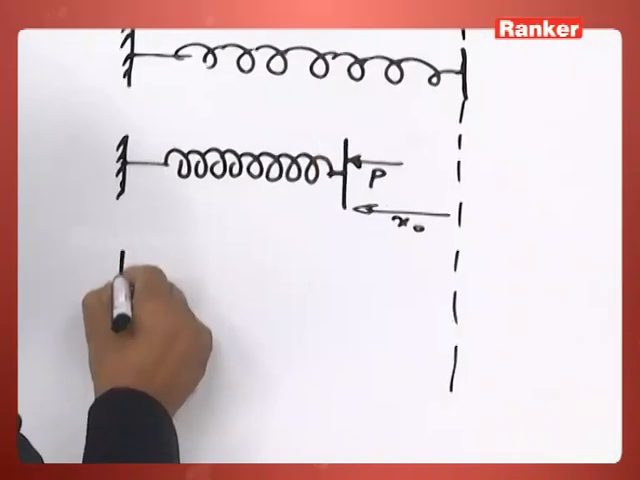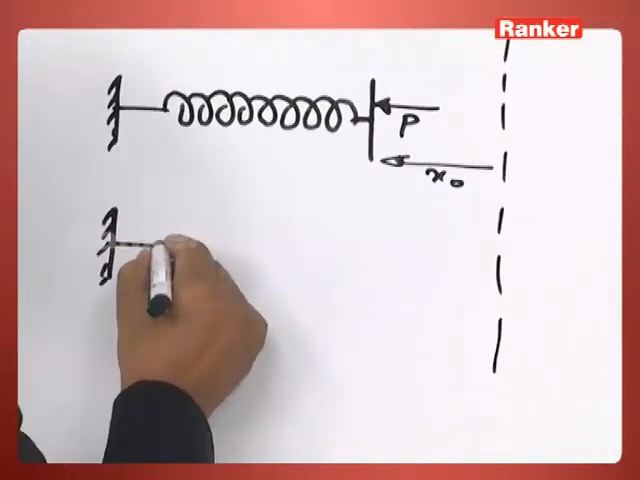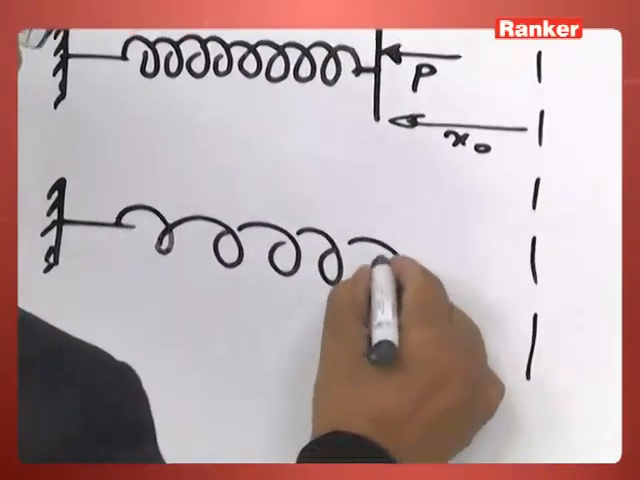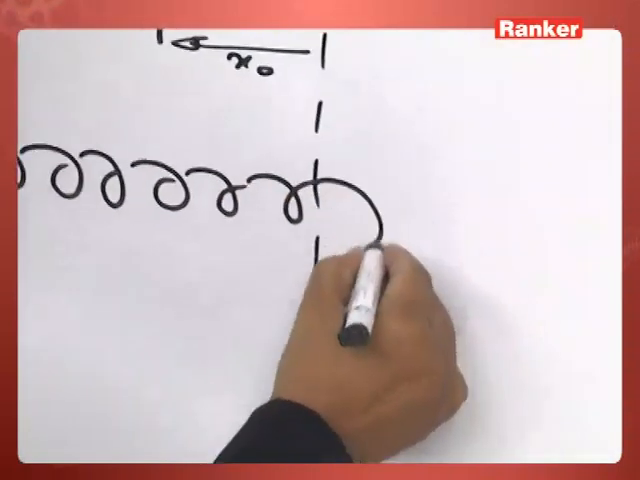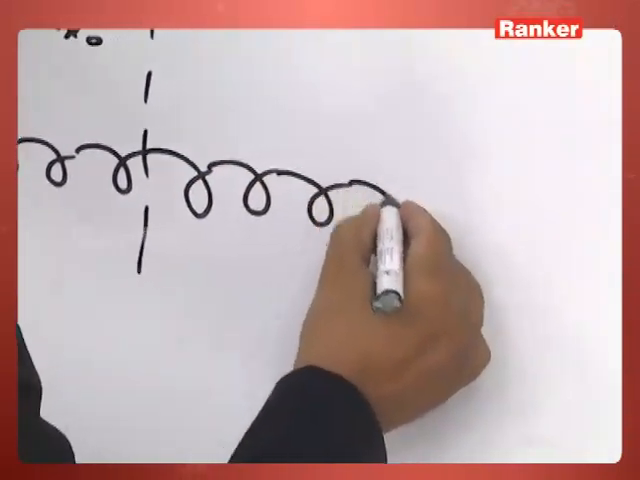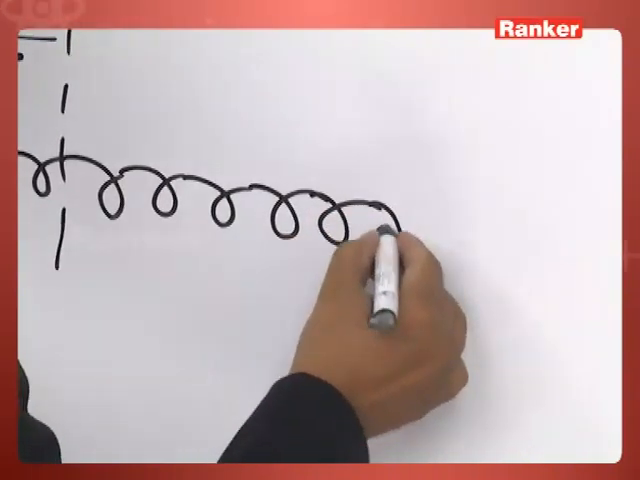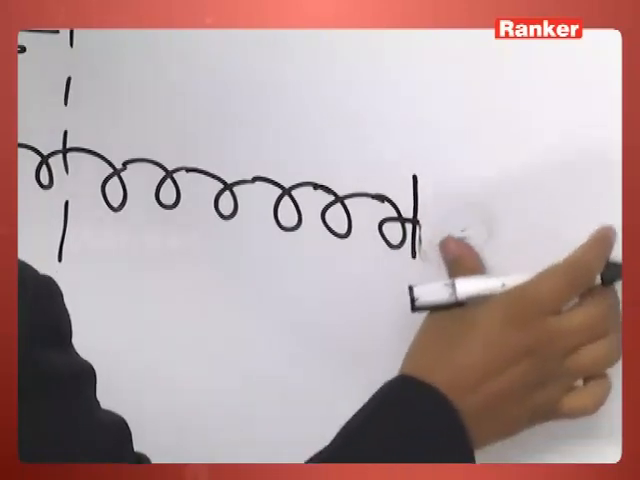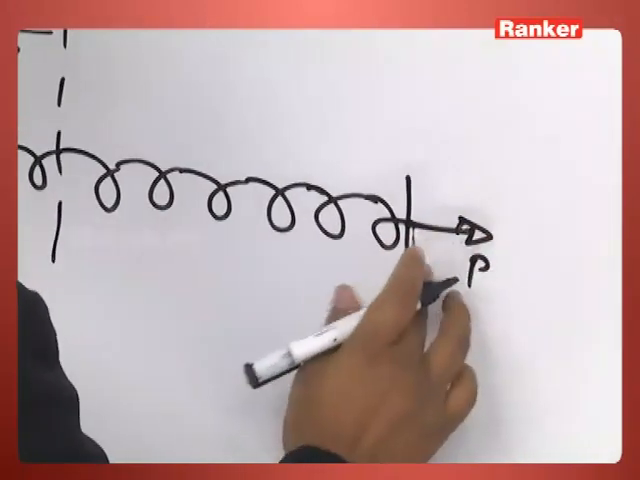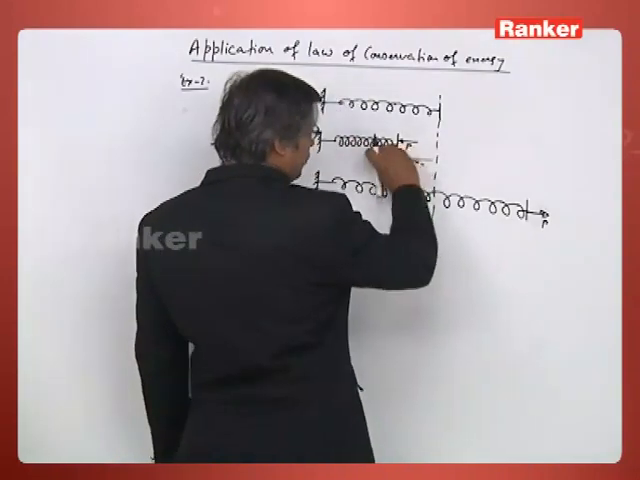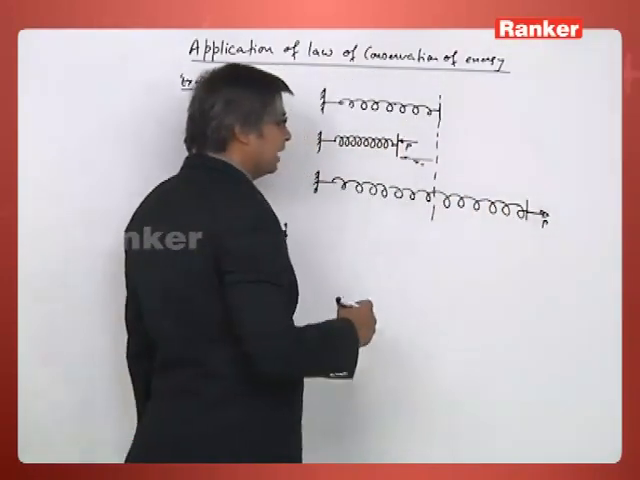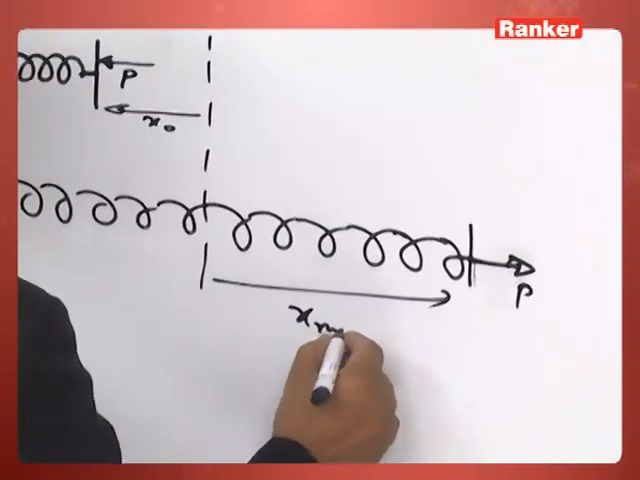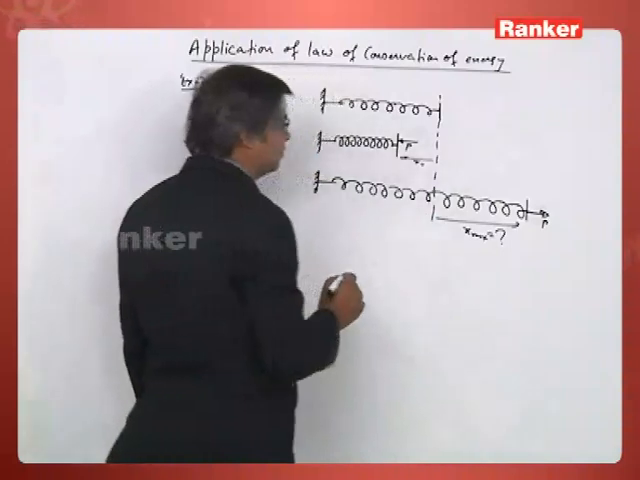Now we have to calculate what happens if the force P is suddenly reversed. So the direction of the force P is reversed. From pressing, it is now elongating. So what is the maximum value of elongation?